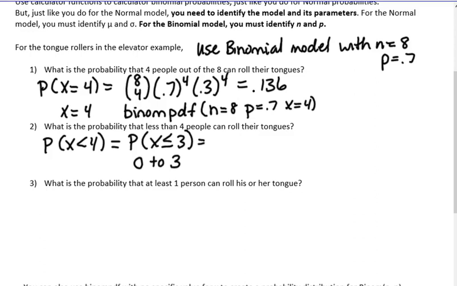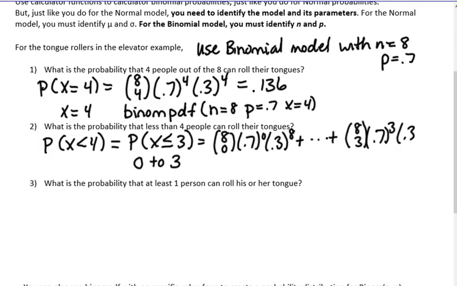Showing the work for this, I would start with setting it up for 0: 8 select 0, 0.7 to the 0, 0.3 to the 8th, plus dot dot dot. Set it up for the last one: 8 select 3, 0.7 to the 3rd, 0.3 to the 5th. Once again, I'm not going to use the formula to do the actual computation.